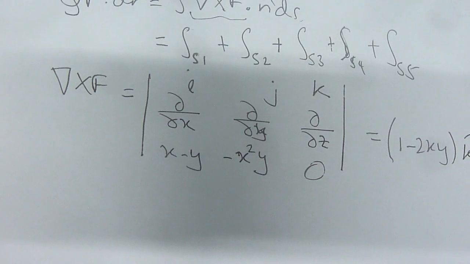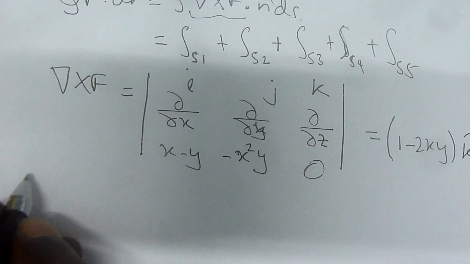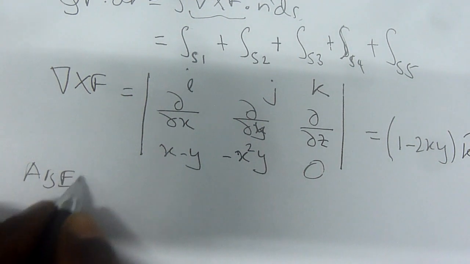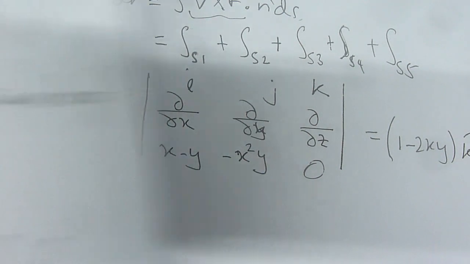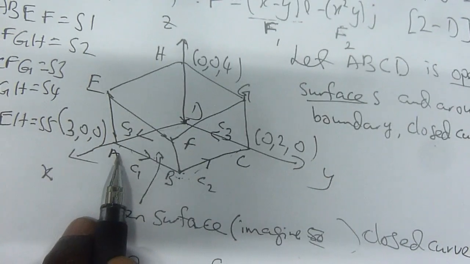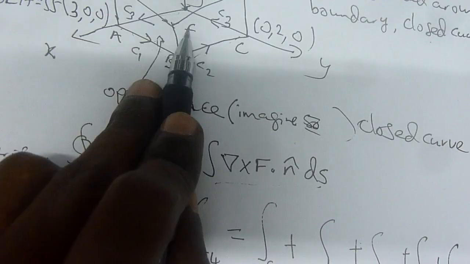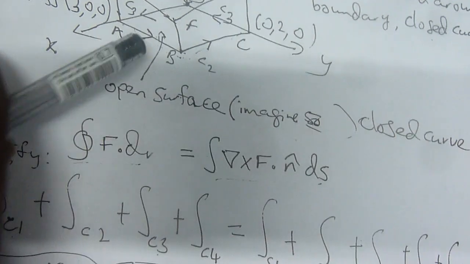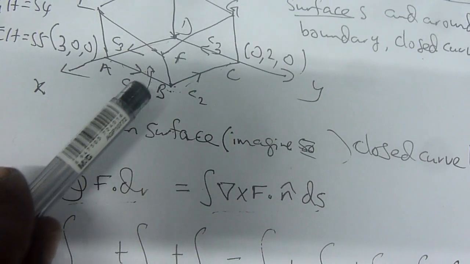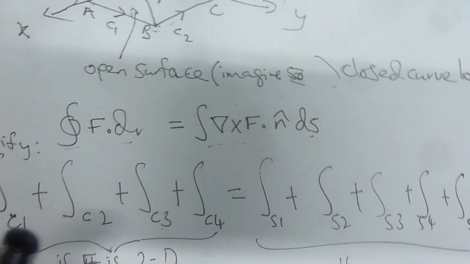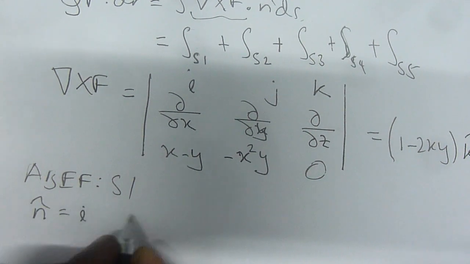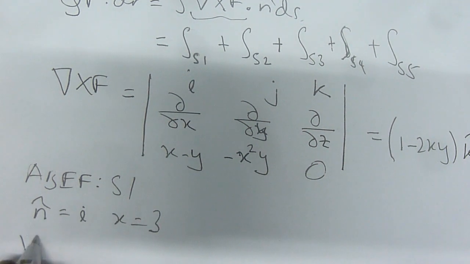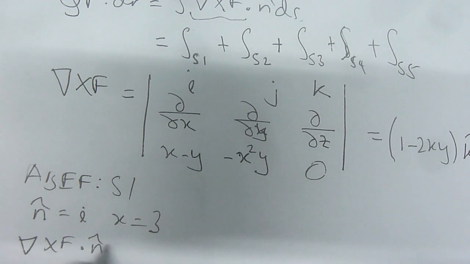Let me finish at least one example. My battery is an issue. A, B, E, F, which is S1. In this case, what is A, B, E, F? Direction outside. The normal is in the i direction, since x equals 3. Therefore, del cross F dot with the n, you get 0.